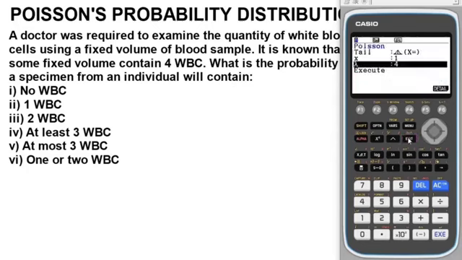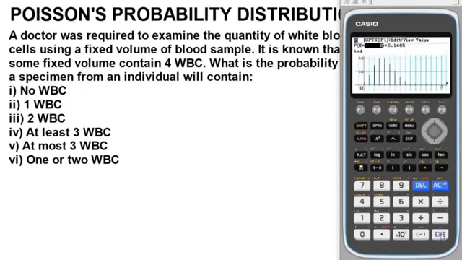Now let's go back and do that for 2 white blood cells. Press exit. Go here and put 2. Press execute again. So we have it to be 0.1465.